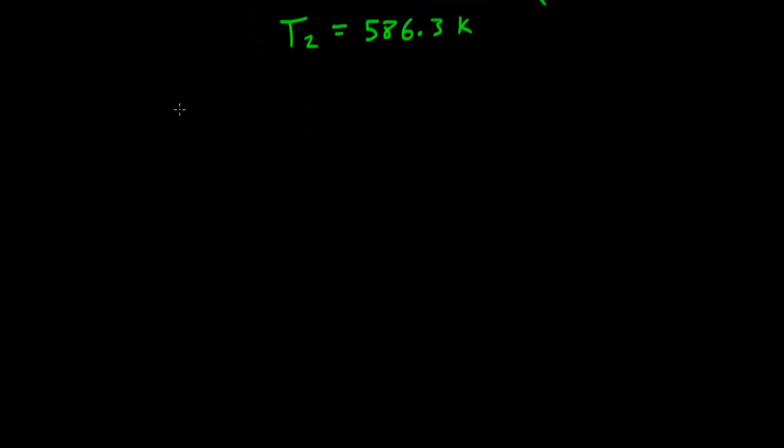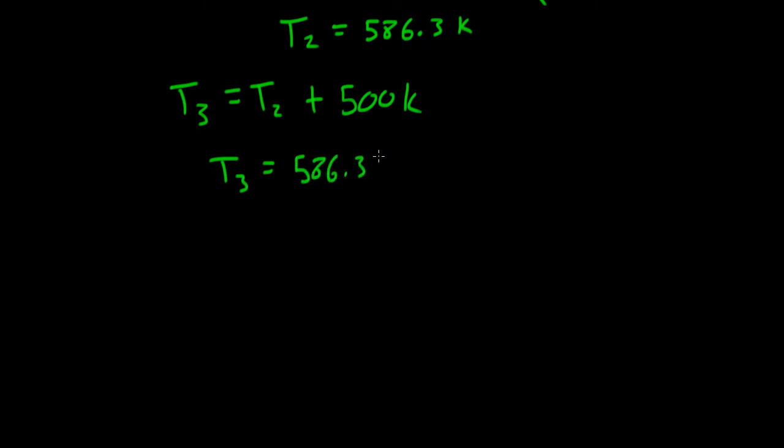The problem statement tells us that the combustion process adds 500 Kelvin to the temperature of our compressed gas. That is, that T3 is equal to T2 plus 500 Kelvin, which is equal to 586.3 Kelvin plus 500 Kelvin, or 1086.3 Kelvin. Note that the pressure must increase significantly according to the ideal gas equation of state.